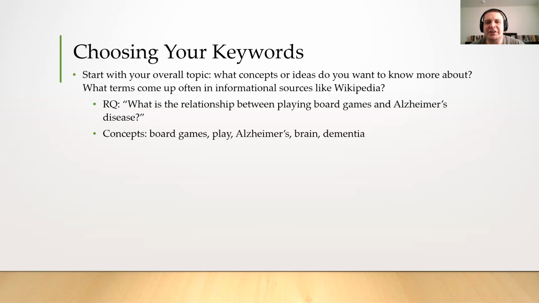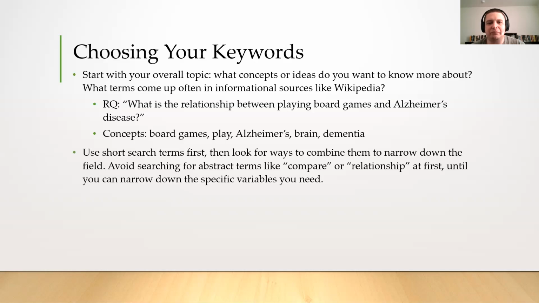But even just in this case, you can see that you get a much narrower set and a much more useful set if you combine the phrases board games and Alzheimer's than if you just put one or the other in. So that would be the next step. Anytime you're starting a search, start with short search queries. Just that string of words you put in the search bar and hit enter. Later on, you can find ways to combine them.